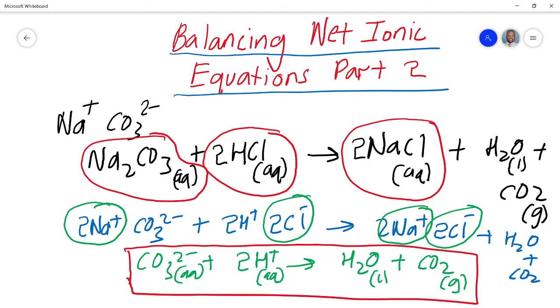It's really important, like I said before in the previous video, you need to know your valencies of cations and anions. You need to know your state symbols. You need to know how to balance equations, and all these combined together will give you the skills required to solve net ionic equations.